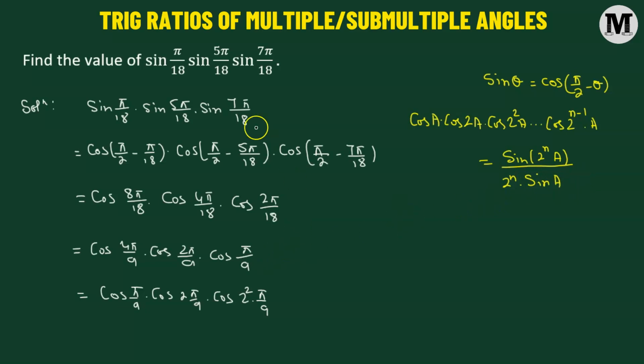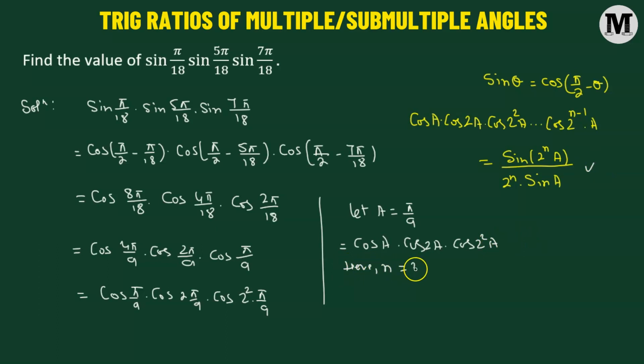Fine. So here in our case, let us suppose that we consider a to be equal to pi over 9. This implies our expression is now cosine of angle a times cosine of angle 2a times cosine of angle 2 squared a. So we can apply this formula. Here the value of n will be equal to 3, because we have 3 cosine functions multiplied to each other.